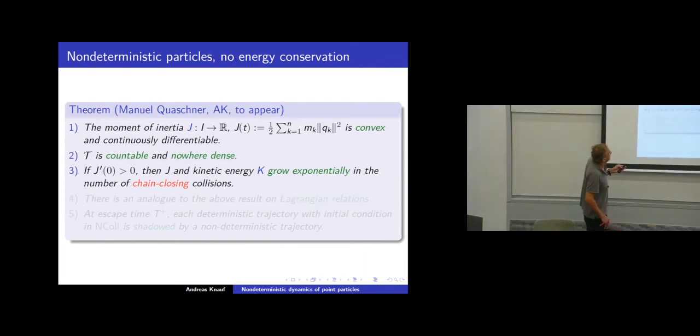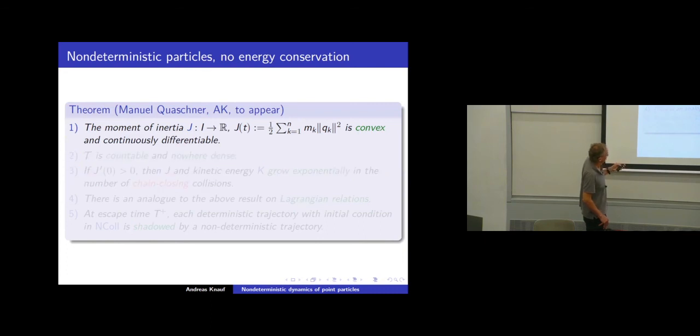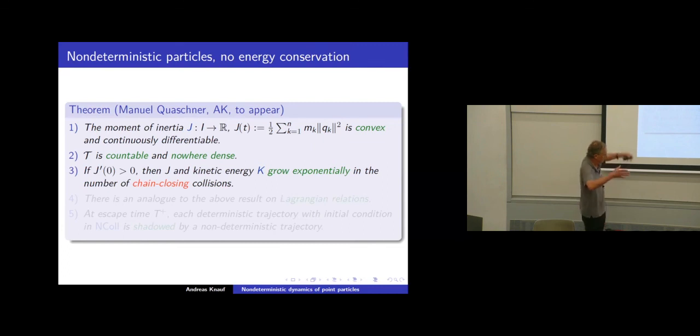And this J, for every such deterministic or non-deterministic realization, is a convex function, is continuously differentiable, and P is countable and nowhere dense. If initially, grosso modo, this system is expanding, then again J and the kinetic energy K grow exponentially, not in the number of collisions, but in these chain closing collisions.